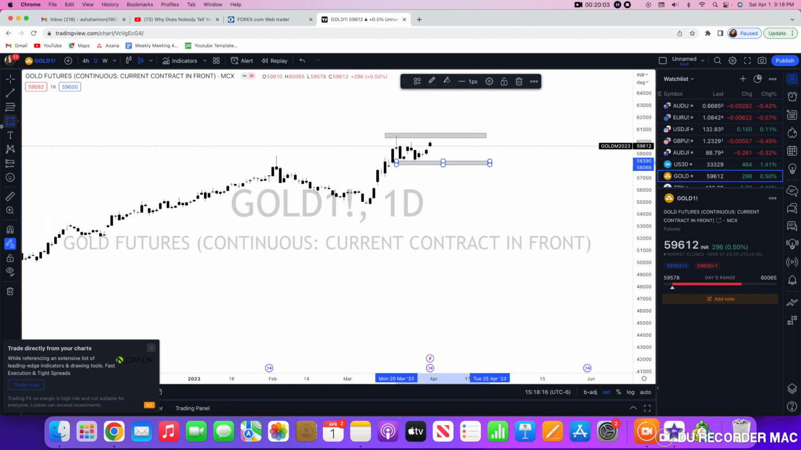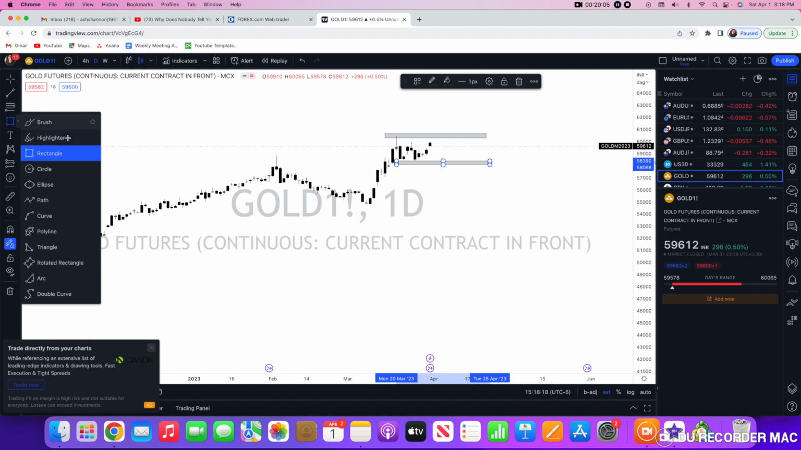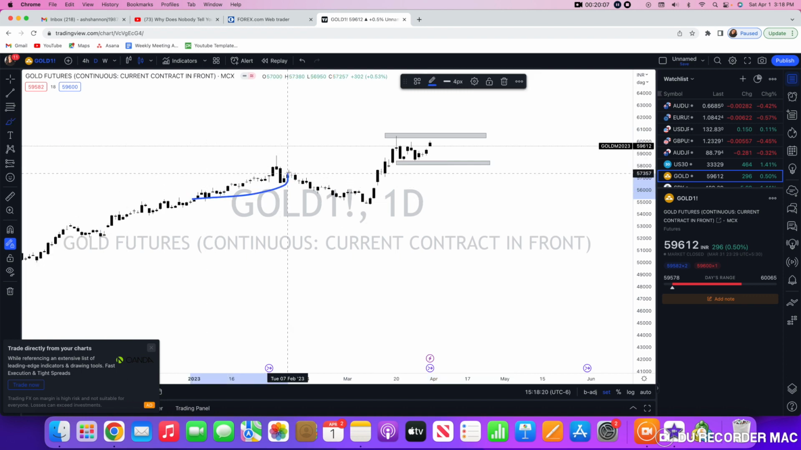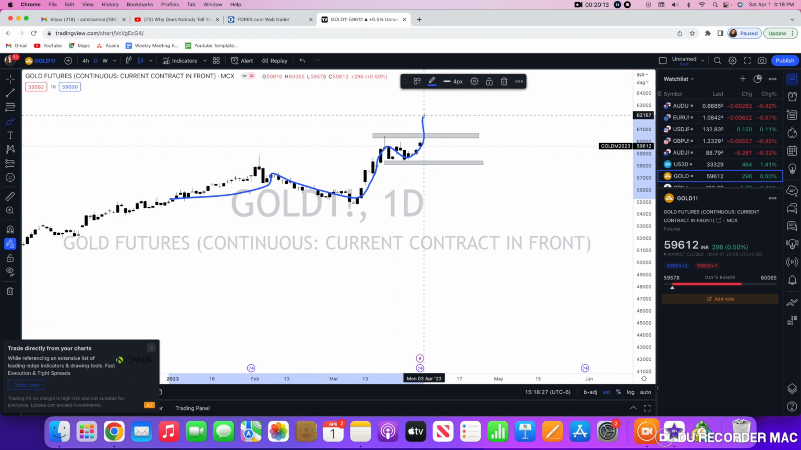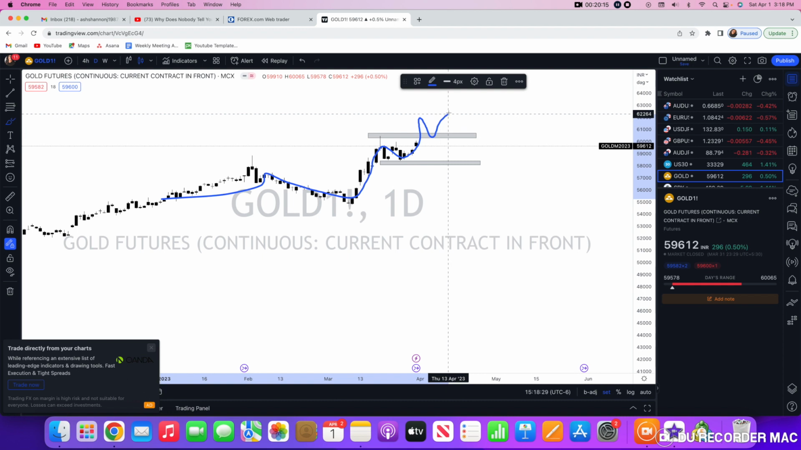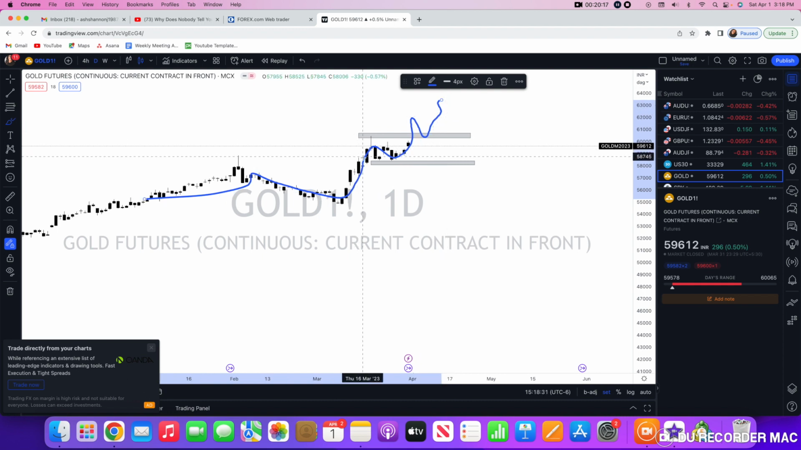This could potentially be, let me grab my brush tool, higher low, higher high, higher low, and then hopefully we can get a breakthrough here, a retest for a new higher high. Again, it's a probability game, you have to wait.